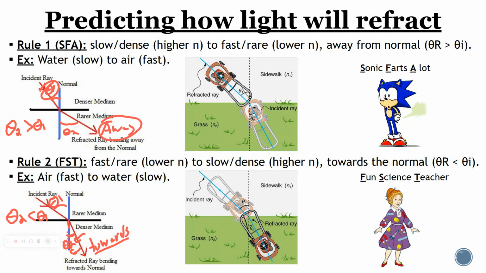And so how does that happen? When do these situations happen? For the case of moving away from the normal, that happens when you're going from a slow medium, in other words a high index of refraction, to a fast medium, so slow to fast, with a low index of refraction here. The trick for that is "Sonic farts a lot." S for slow, F for fast, and A for away. So we can call that SFA: slow to fast, away from the normal.